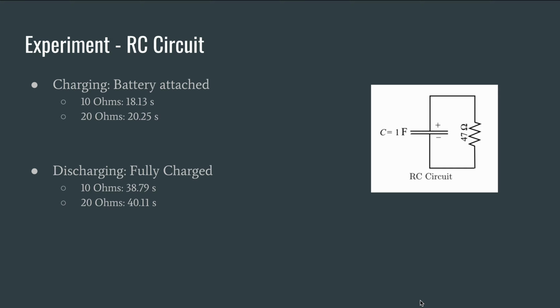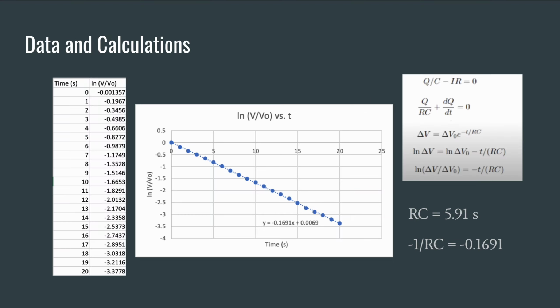And then for the RC circuit experiment, we found that for charging with the battery attached, at 10 ohms it was 18.13 seconds, at 20 ohms it was 20.25 seconds. When discharging the fully charged capacitor, at 10 ohms it took 38.79 seconds, and at 20 ohms it took 40.11 seconds.